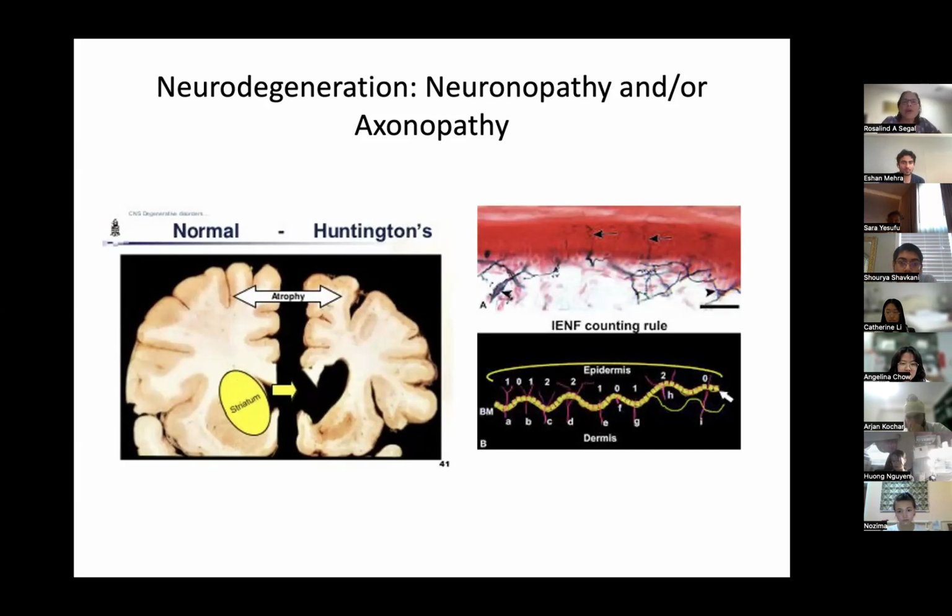But there are other disorders where it's not the cells that die, but rather the connections between cells, the axons. And this shows a picture of the skin and these nerves that end in the skin. And you can count those nerves and see how much innervation there is of the skin, which allows you to feel touch, and how that is gone, even without a loss of actual cells.